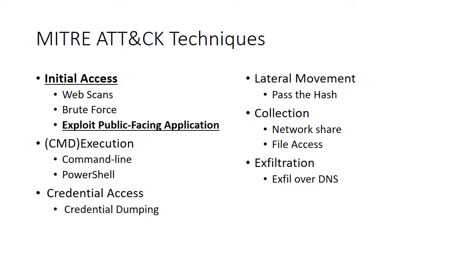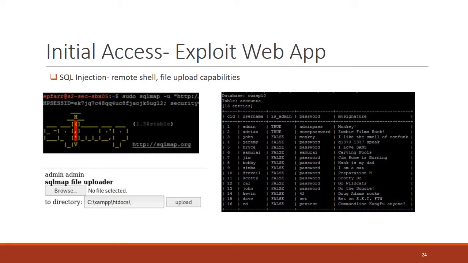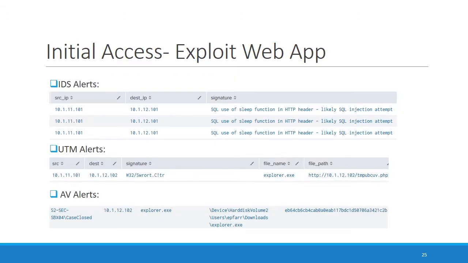The defensive process of identifying SIM compliance and data model acceleration is going to be implied moving forward. So next up is exploiting public-facing application. The attacker found our website, found that it has a SQL injection vulnerability. They used SQLmap to dump database contents. They were able to get file stager upload capabilities, in which they uploaded and executed a piece of malware on the system. This triggered some alerts.